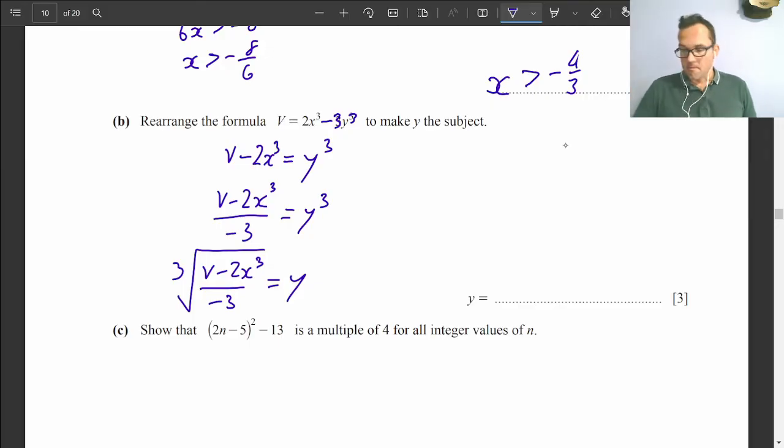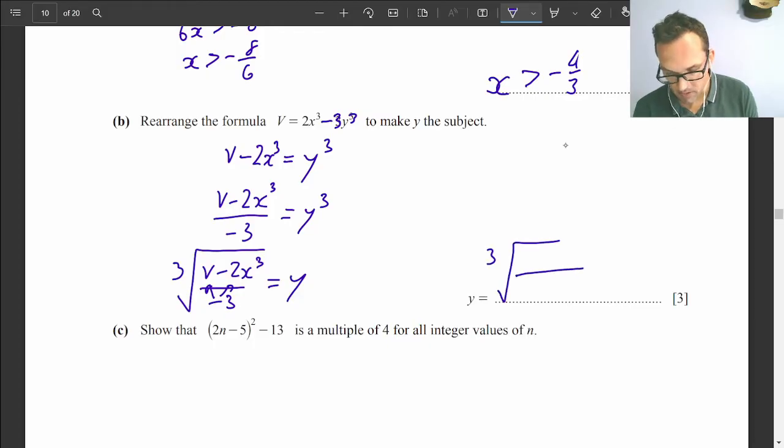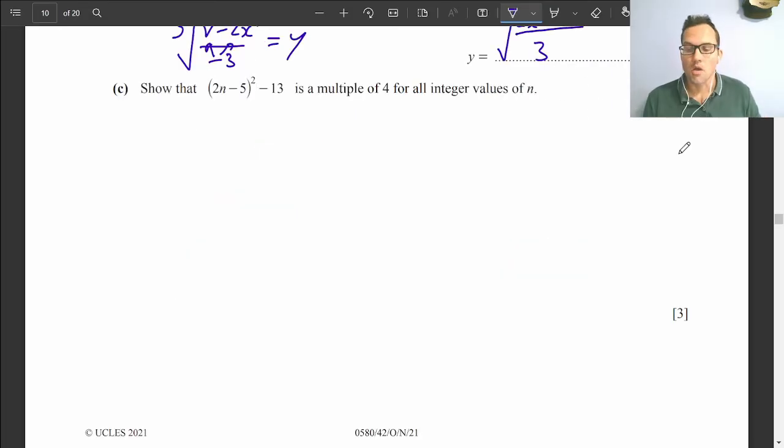Right. Now, that should be correct, but I see the examiners like it when you divide that negative into the top terms. So that means we just change the signs. They don't like to leave a negative at the bottom. So the minus 2x cubed becomes a positive 2x cubed. The v becomes a negative v, and we got a 3 at the bottom. And you've done it. Question 6c can be a little bit confusing, especially that last part of multiple of 4 and all integer values of n.